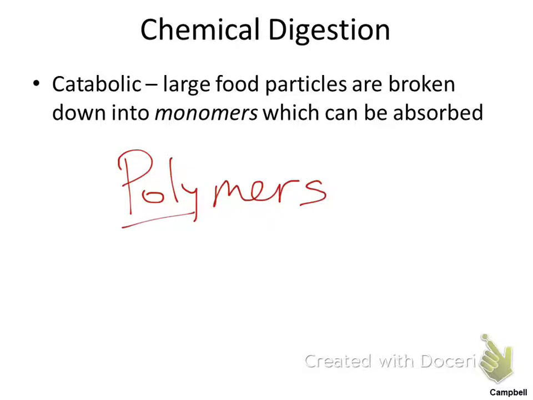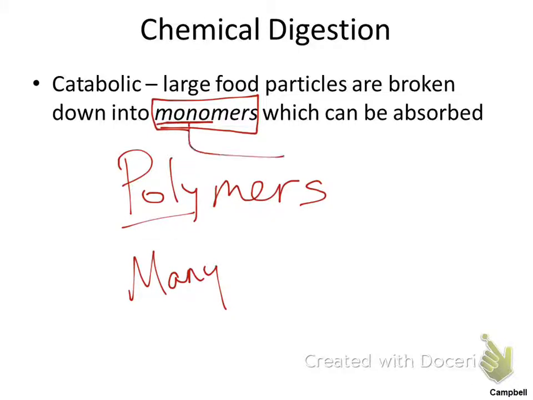What does that prefix poly mean? It means many, exactly. Many because they have many repeating subunits that are usually pretty similar, right? And those subunits we call monomers. What does mono mean? It means one. So that's telling you that that's one subunit.